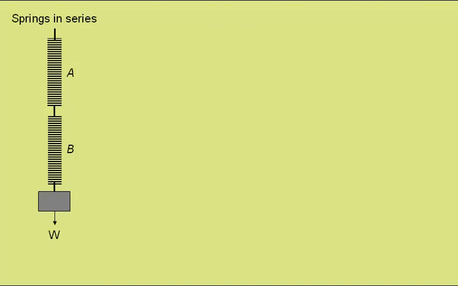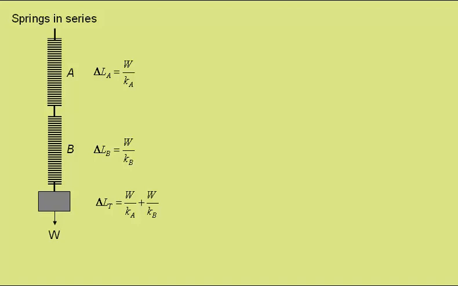Here we have two springs joined end to end, supporting a load W. We say the springs are in series. Both springs are subjected to the load W, and so we can find the extension of A as the load W divided by the spring constant for A. Likewise, the extension for B will be given by the load W divided by the spring constant for B. The total extension is simply the sum of the extension of A and the extension of B, which is what we have here.